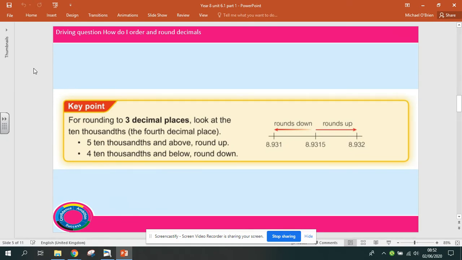So just as a reminder, if we're rounding to 3 decimal places, we look at the 4th number, the 10,000ths, to determine whether we round up or down. In all cases, whenever we're rounding, we look at the next number. If we're rounding to 3 decimal places, we look at the 4th number. If we're rounding to 7 decimal places, we look at the 8th number. The pattern doesn't change. So this is just a quick reminder. The whole process works exactly the same apart from that.